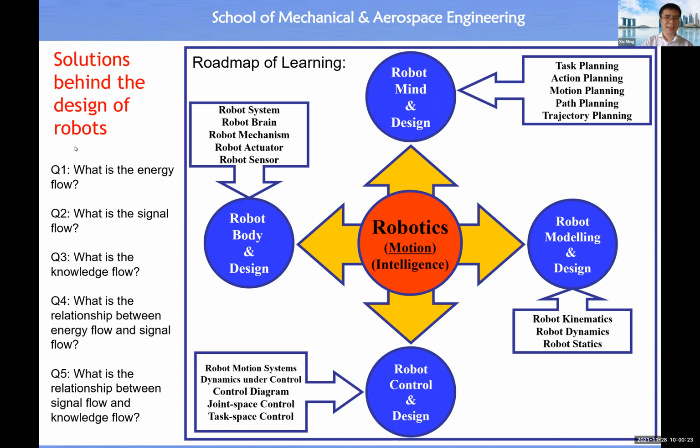Here I give you additional 5 questions to think about, and hopefully these 5 questions will help you to focus your study and pay attention to energy flow, signal flow, and knowledge flow inside your robot, and in particular to know what should be the relationship between energy flow and signal flow, and what should be the relationship between signal flow and knowledge flow.